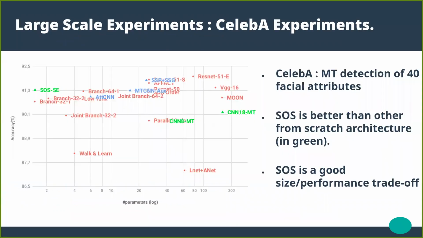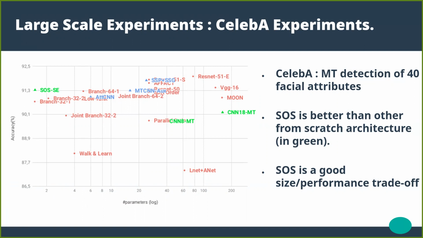Finally, we tested our squeeze excitation version of SOS on the CelebA dataset, which is a large-scale multitask facial attribute detection dataset with 40 attributes. We compared SOS with other state-of-the-art methods and found out that it was a relatively handy architecture in 2 respects. First, it doesn't need to be pre-trained to work well, and second, it only requires few parameters to achieve good performance.